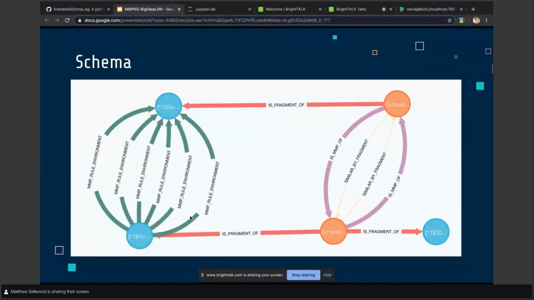In terms of what the schema looks like, this took a bit of time to get right for the use case. Essentially, we have orange nodes, which are the molecules, the compounds. Here you can see we've got relationships between them, saying that these two molecules are matched molecular pairs of each other. These two molecules are matched molecular pairs of each other because they both swapped this fragment for this fragment.